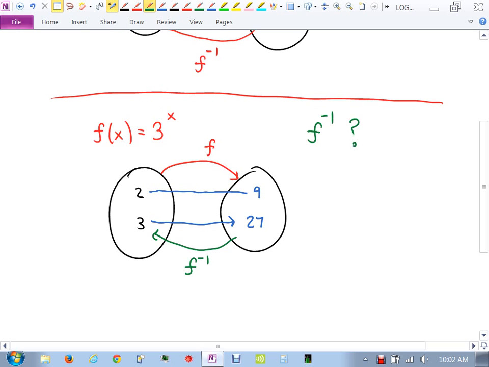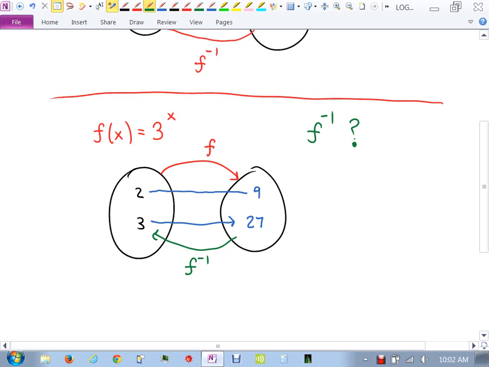This is the question of the day. What's the inverse of an exponential function? What is the function that undoes the exponential function? What would you do if you try division? How would you get from 9 to 2?